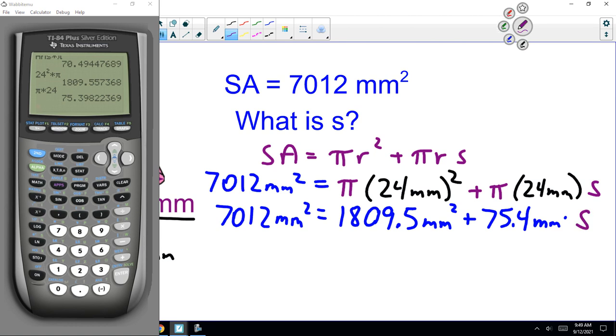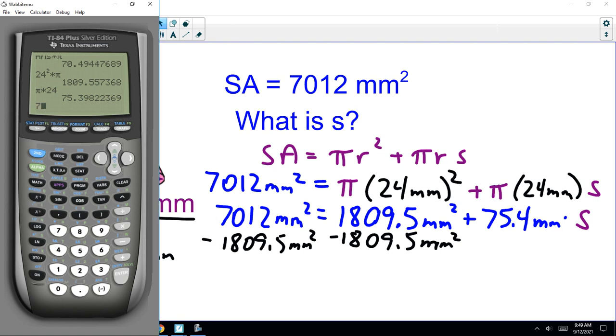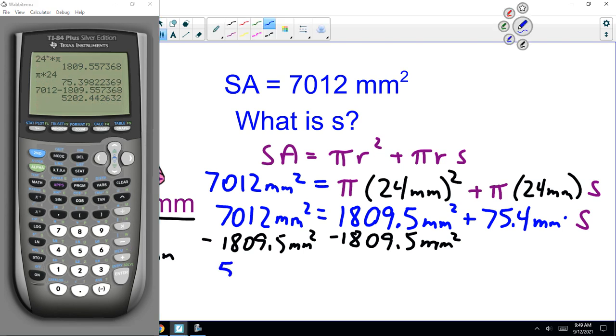So, how do I simplify this mess? Well, working backwards, the easiest thing to get rid of is this plus 1809.5 millimeters. How do I get rid of plus 1809? I subtract 1,809. So 7012 minus, and notice I can just scroll up on the calculator, that is 5202.4 millimeters squared equals 75.4 millimeters times S.